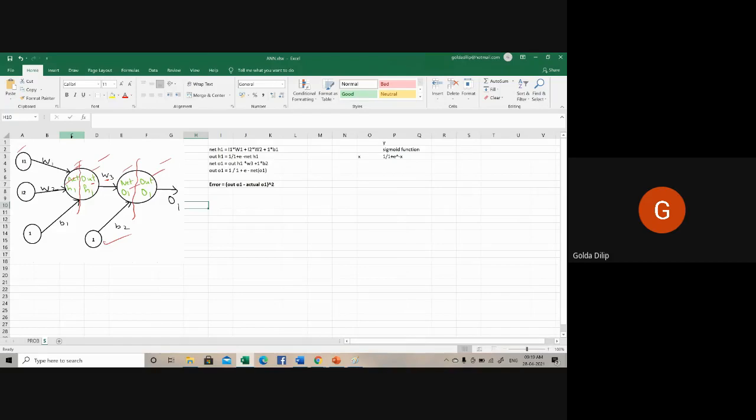In the input layer, you are going to have all the data that you are going to give as input attributes. So this is the input layer. I can write it here, input layer. This is your hidden layer. And this is your output layer.